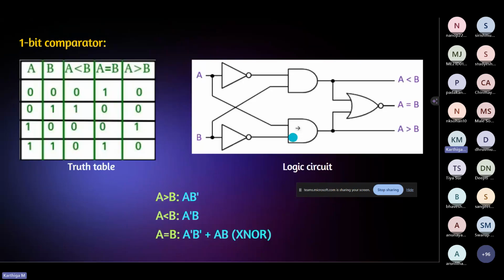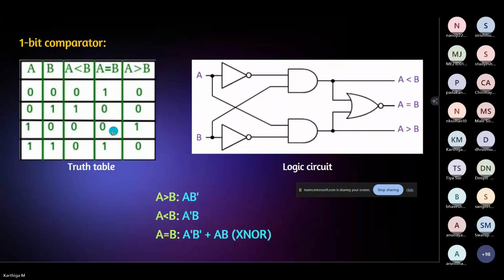The most basic magnitude comparator that you can see is a 1-bit comparator. A 1-bit comparator basically compares two numbers each of 1 bit. So you compare 0 and 0, they're equal, A equal to B gets 1. When A is 0 and B is 1, B is greater than A, that will have 1. And when A is 1, B is 0, A greater than B has 1. And when both A and B are 1, A equal to B gets 1.